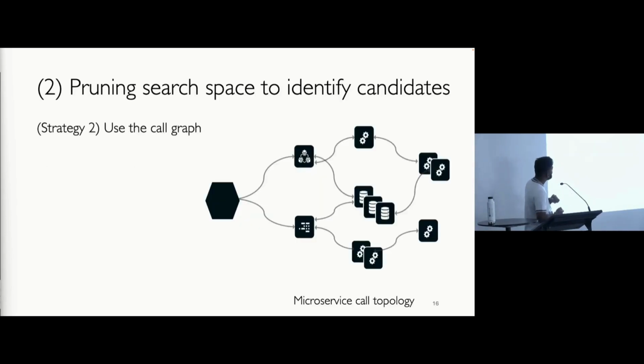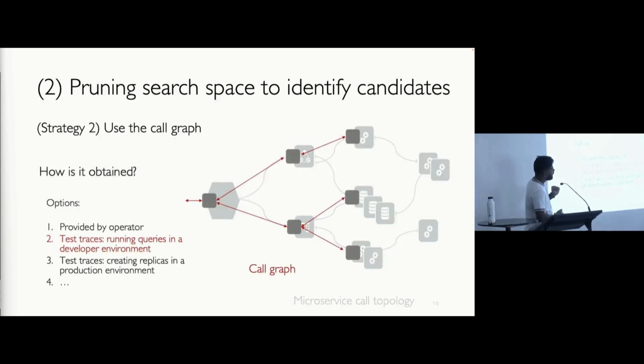All right, so the next strategy we try is to use the call graph that a particular request type follows. For example, that might be the microservice call topology, but a separate subset of this topology is what a particular request might traverse in order to do its job, right? How we get this call graph is by running queries in a developer environment. In a developer environment, you can take a request of a particular type, run a query, and see which services it interacts with to know exactly what call graph it follows. Since there are no other requests, there's no ambiguity in identifying that.